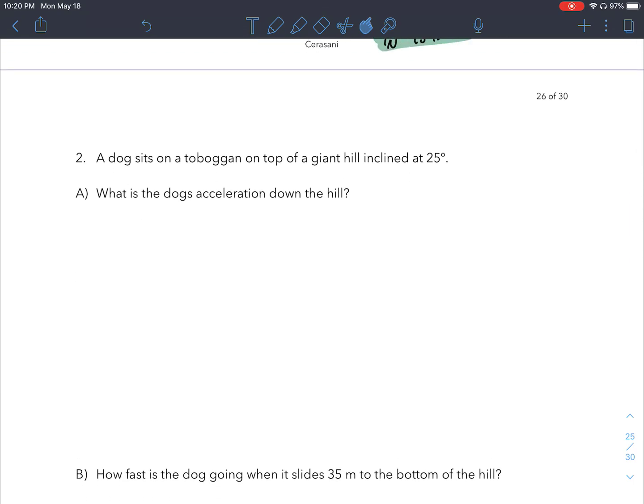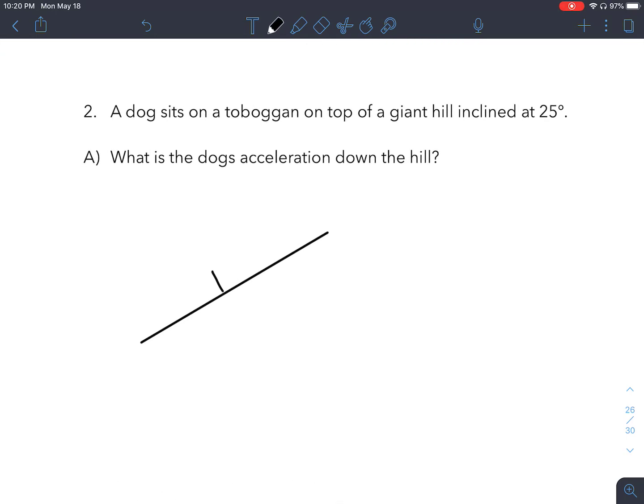So if we look at another type of example, exactly the same question, but let's figure out this dog accelerating down a giant hill. This dog is tobogganing. So we've got a hill inclined at 25 degrees. What's the dog's acceleration down the hill? Now, if this sounds just like the last question, you're right, because it is. We've got a nice doggo, which is a box sitting on a hill.